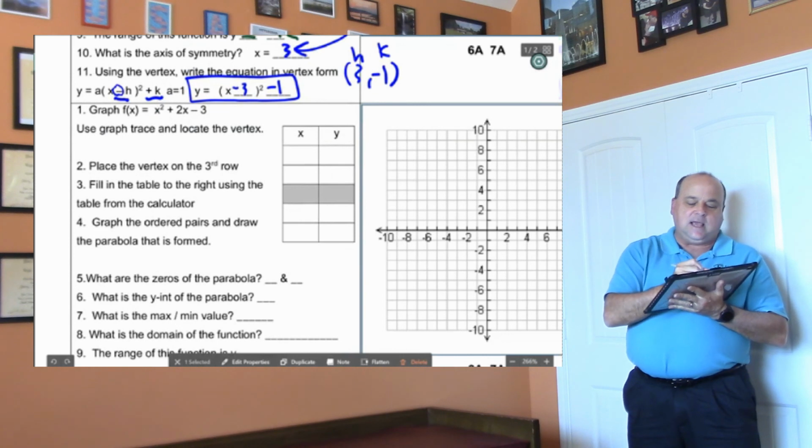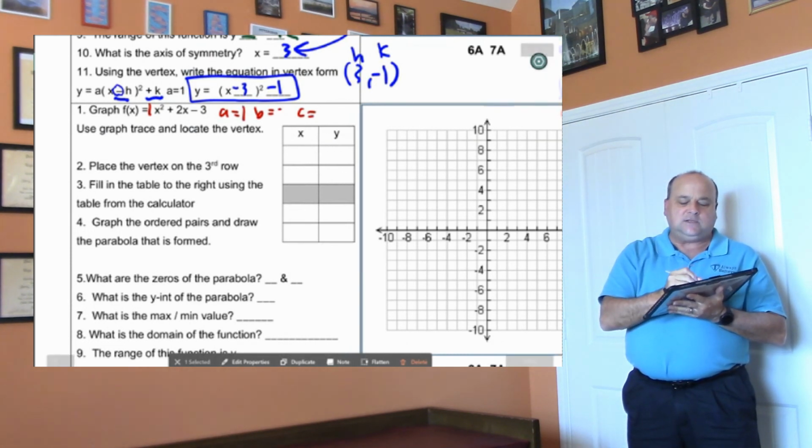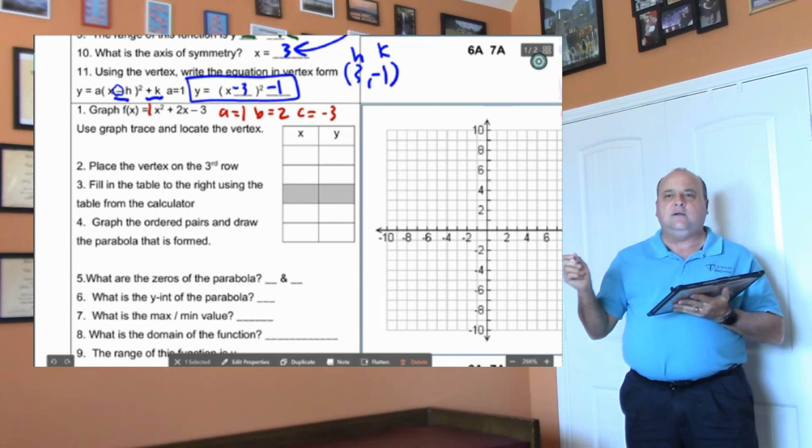First off, let's get the A equal, B equal, C equal. Our A is equal to 1. Most of the time starting off we'll have A equal 1, our B is equal to 2, and our C is equal to negative 3.